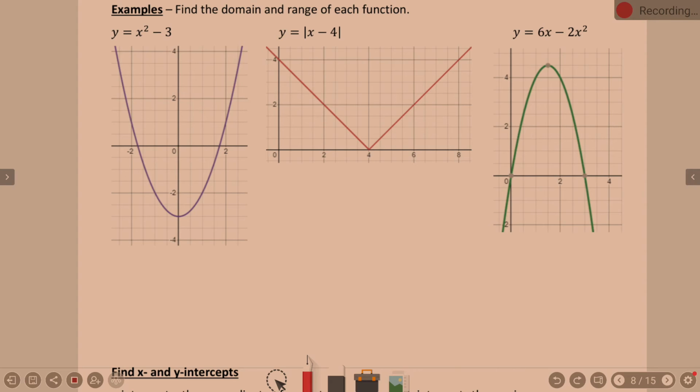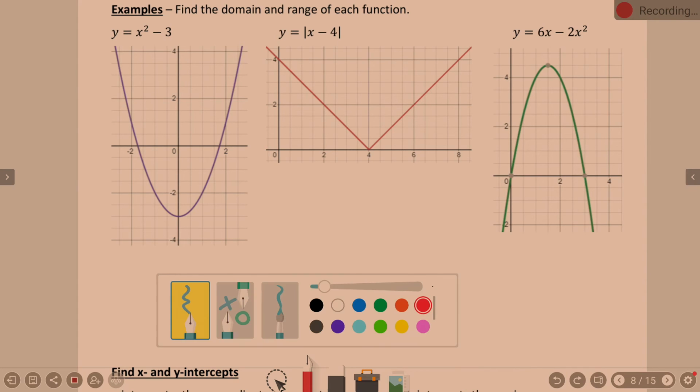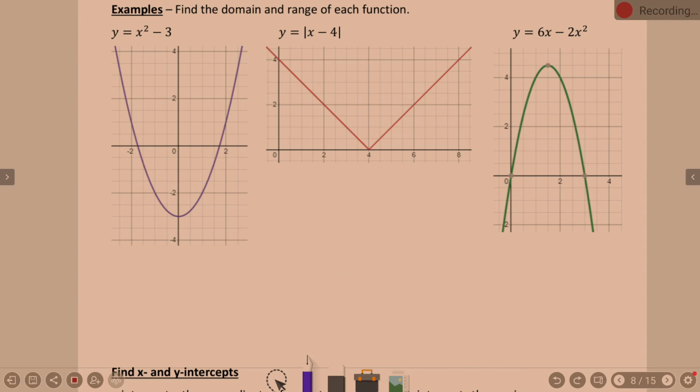Okay, so we have a graph of y equals x squared minus 3. We're first going to talk about domain. Think back to the front page. What was domain? X values, inputs. Where are my x values on a graph? Left to right, yes, because here is my x-axis and here is my y-axis. So my domain values, my x's, go left to right.